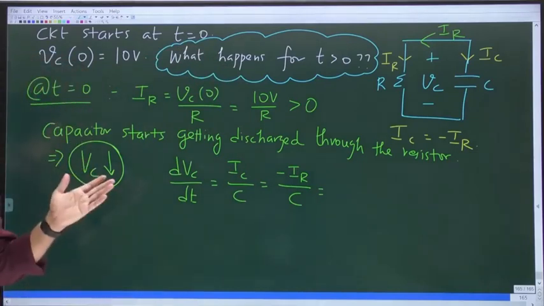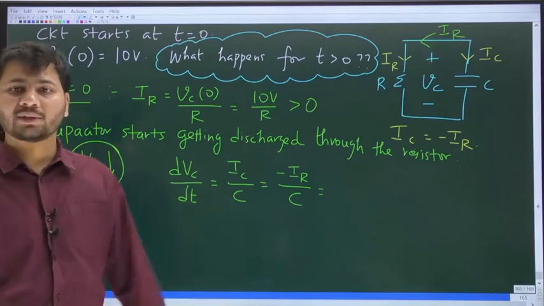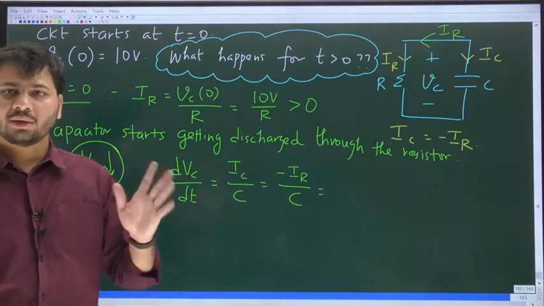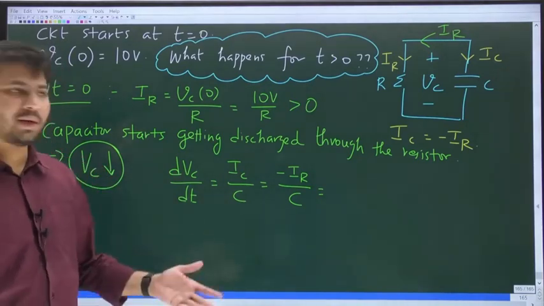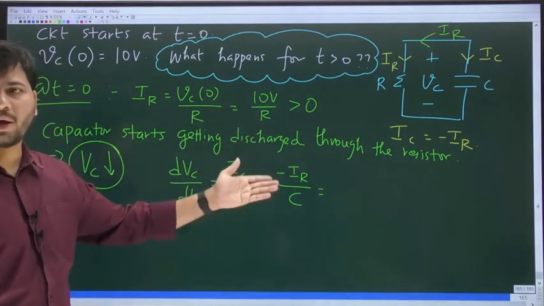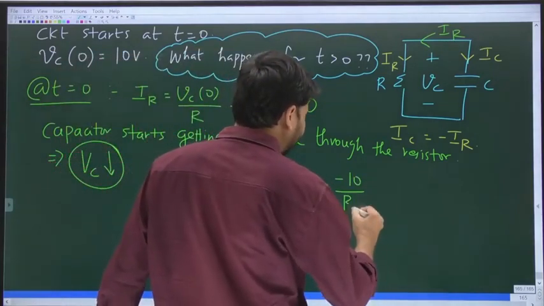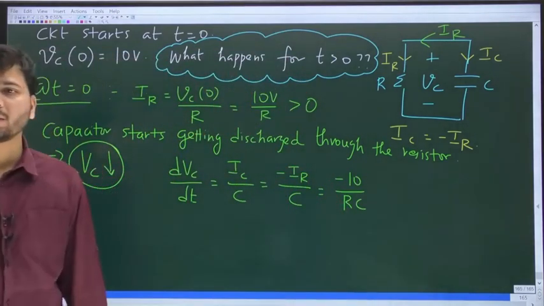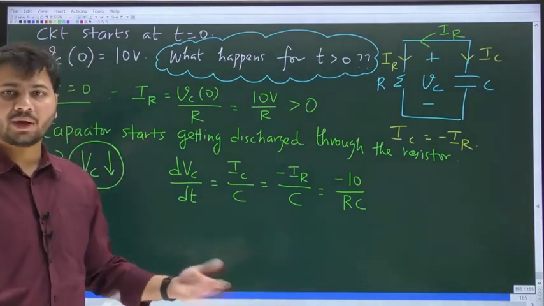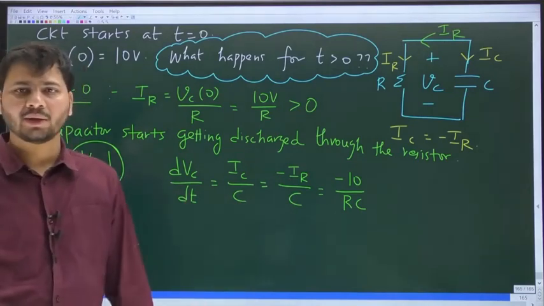And at t equal to 0, initially, because the circuit starts at t equal to 0, which is also called the initial state for the circuit, what is the current through the resistor? It is 10 by R. So minus IR by C, will it not be minus 10 by RC? So as we expect, the rate of change of voltage across the cap is indeed negative, because only if it is negative will Vc decrease. In other words, the cap will get discharged.